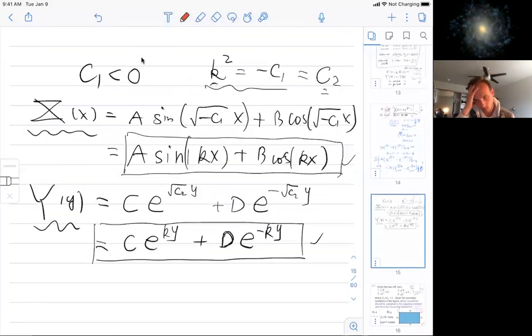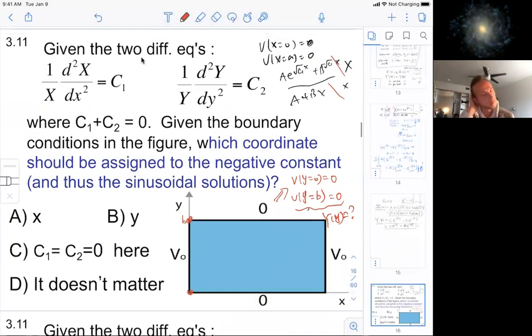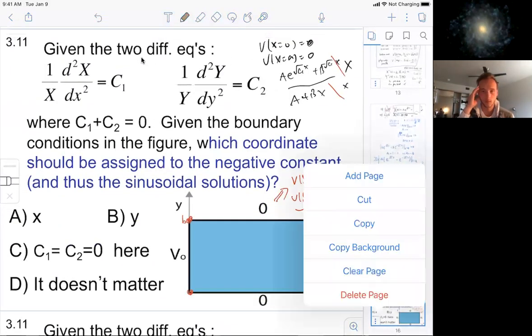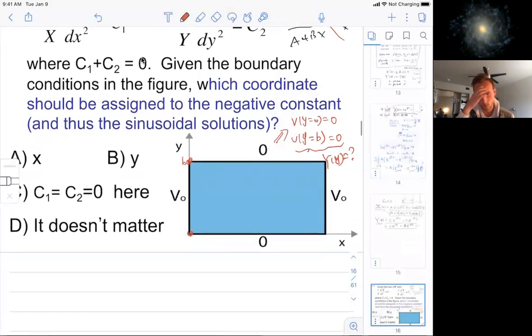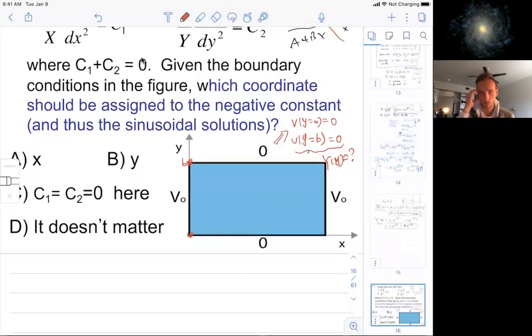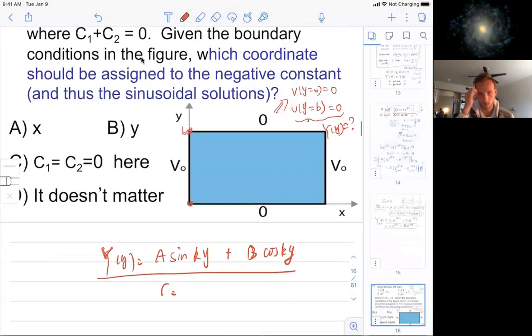Anybody? That it has to have a negative c. Yeah, it has to have a negative c for the constant associated with the y. That constant needs to be negative. Yes, which means the y must be the sinusoidal kind of function. So it has to be like this, and C2 is the negative one. Okay.